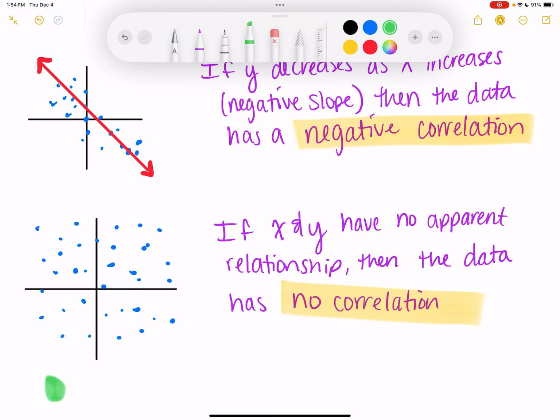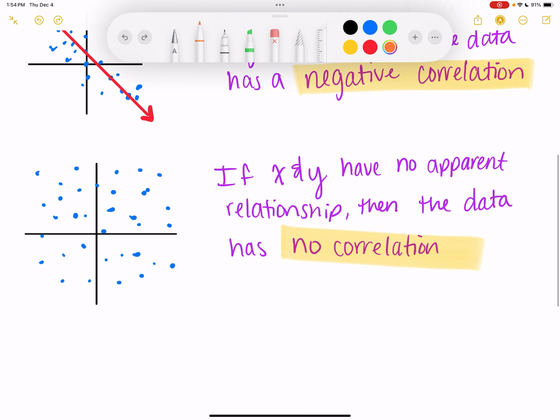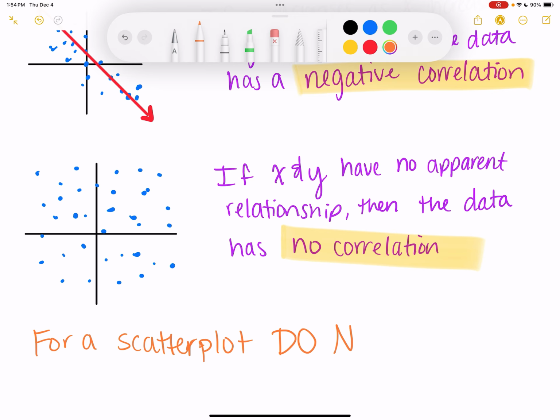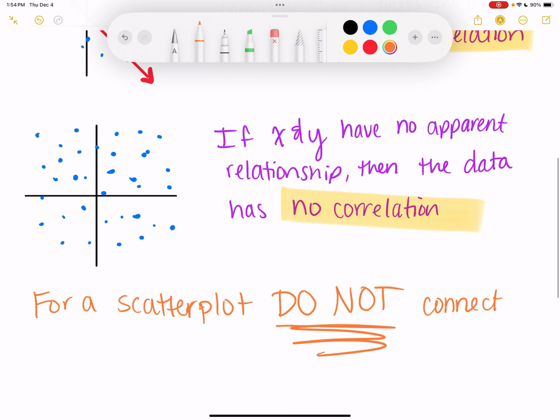What is happening with your thing? I had the highlighter selected. For a scatter plot, you right, highlighter? Yeah, but it's hard to read. Do not connect the dots. Was not planning on it.